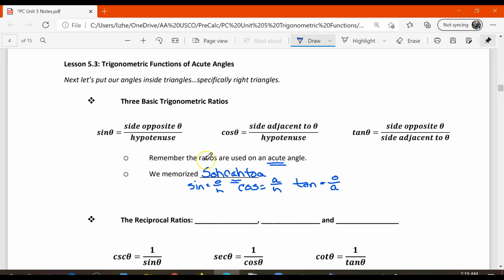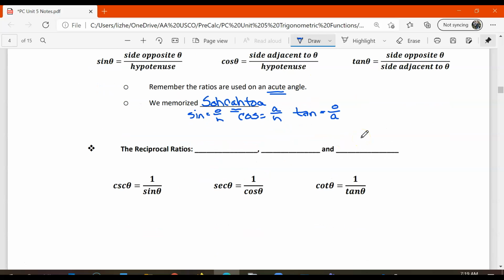But now we are going to learn 3 more trig ratios, and these are the reciprocal ratios. So we have for that cosecant, secant, and cotangent. And keep in mind these are the reciprocal ratios, not inverse ratios.